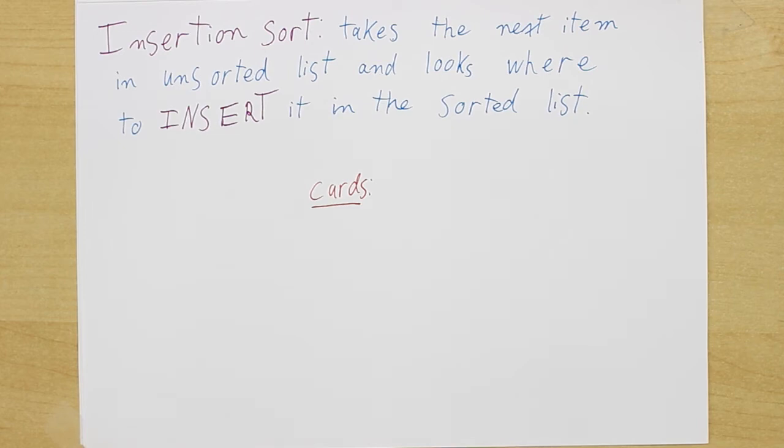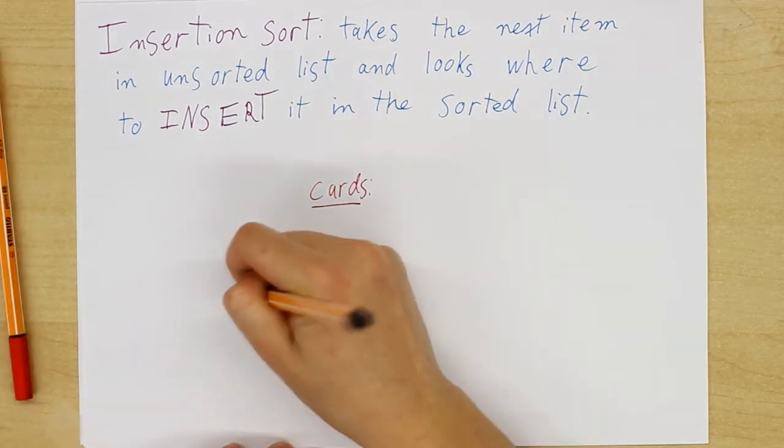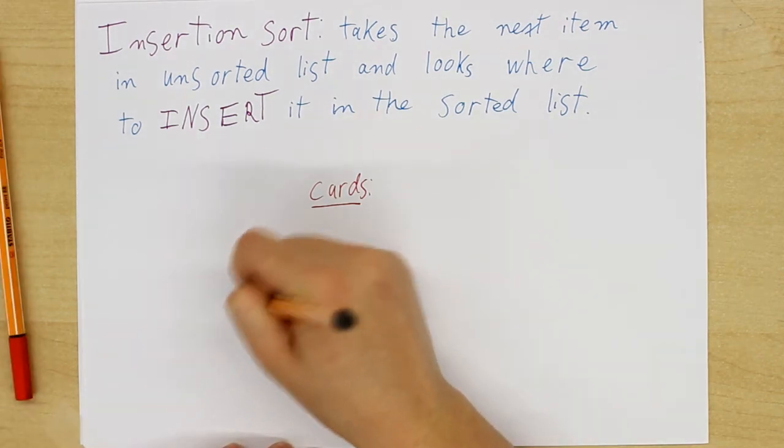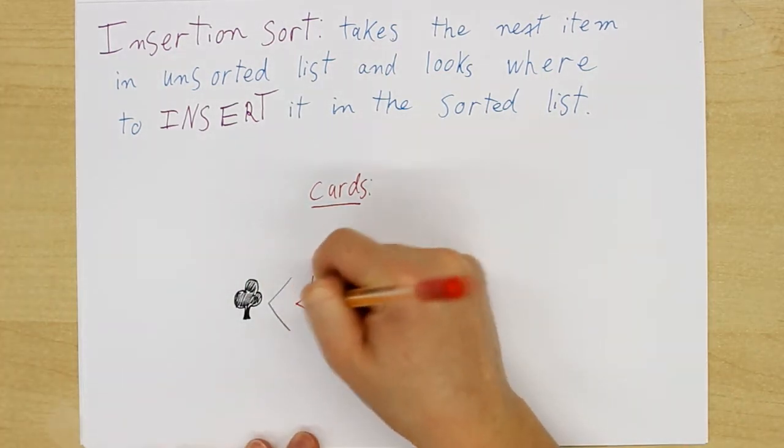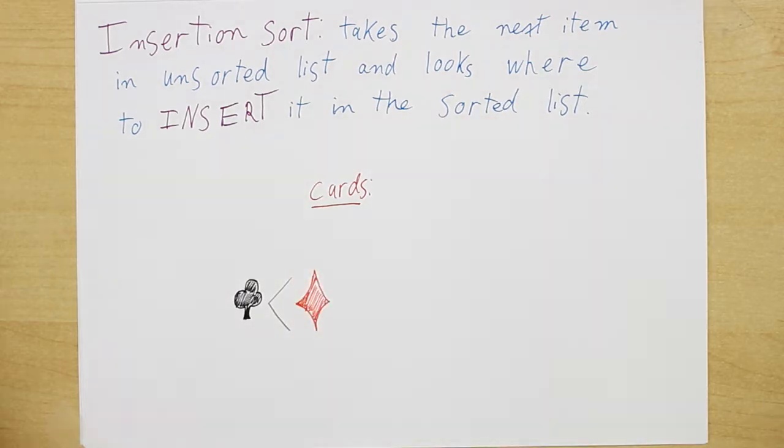In my example, I'll be sorting cards, so we'll define that for cards which have the same number, clubs is smaller than diamonds, which is smaller than hearts, which is smaller than spades.